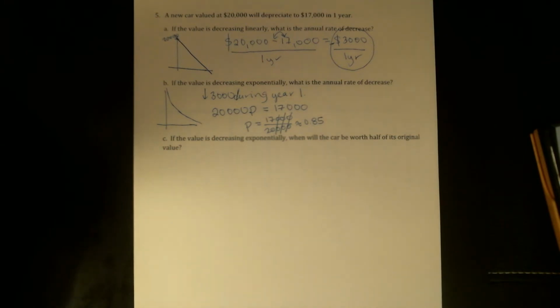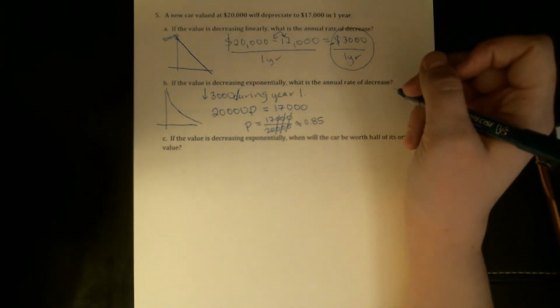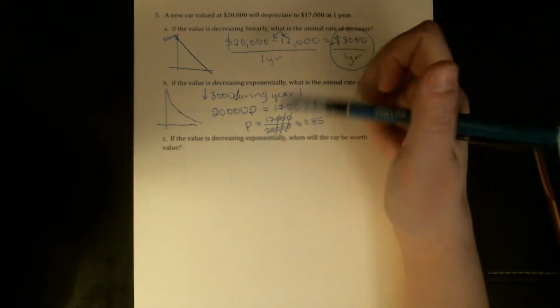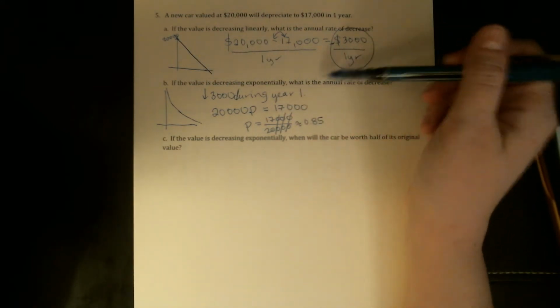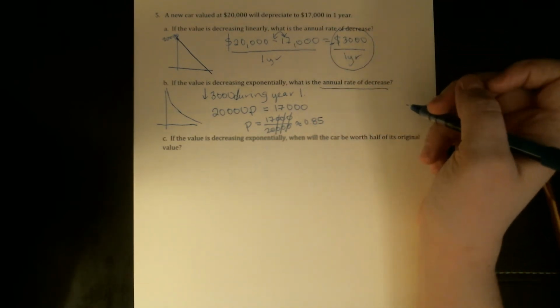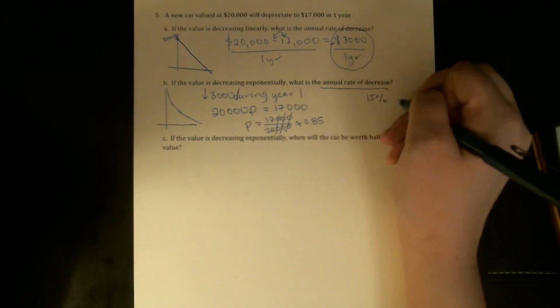If it's really an exponential pattern and over the first year it drops by 15%, then over the second year it will also drop by 15%, same for the third year and the fourth year and so on. So let's see, what is this one asking me again? What is the annual rate of decrease? Okay, so we don't have to set up a whole formula or anything. We can just say that it's decreasing by 15% per year.